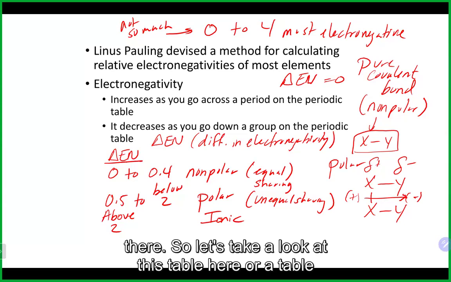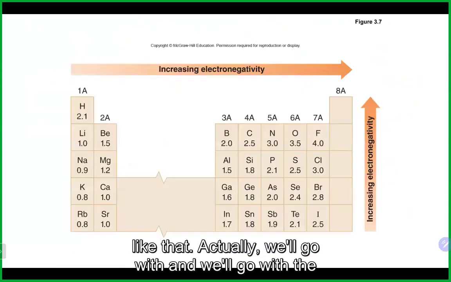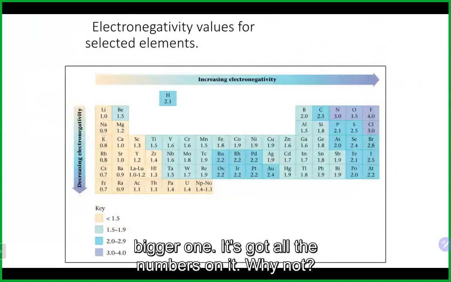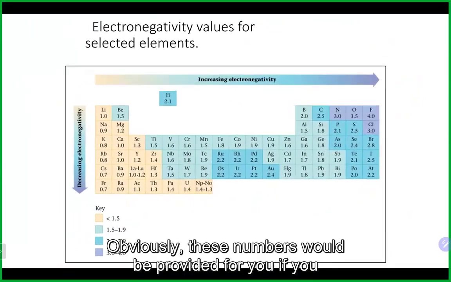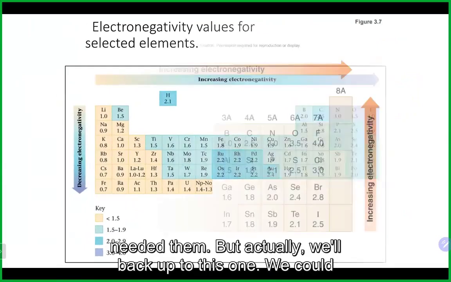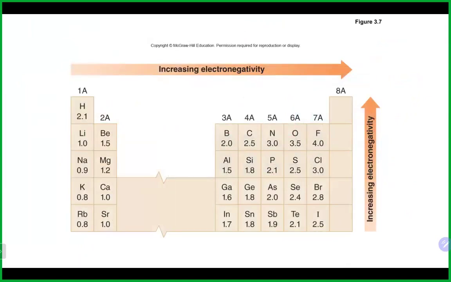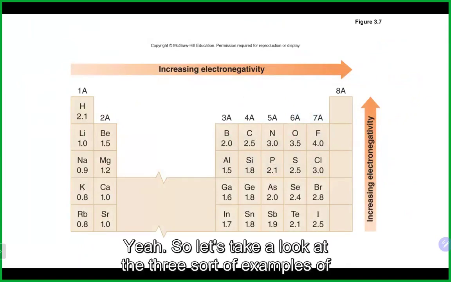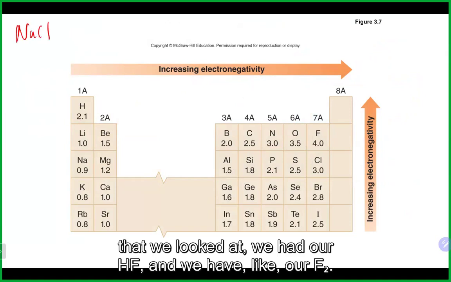So let's take a look at this table here. Actually, we'll go with the bigger one. It's got all the numbers on it. Obviously, these numbers would be provided for you if you needed them. Let's take a look at the three examples of bonds that we talked about. We had our sodium chloride, we had our HF, and we have our F2.